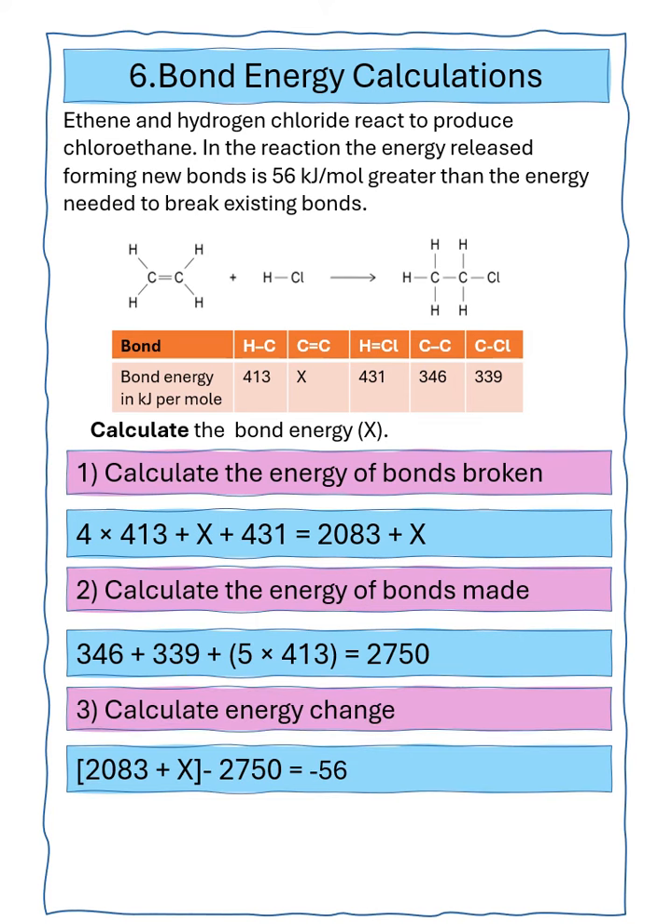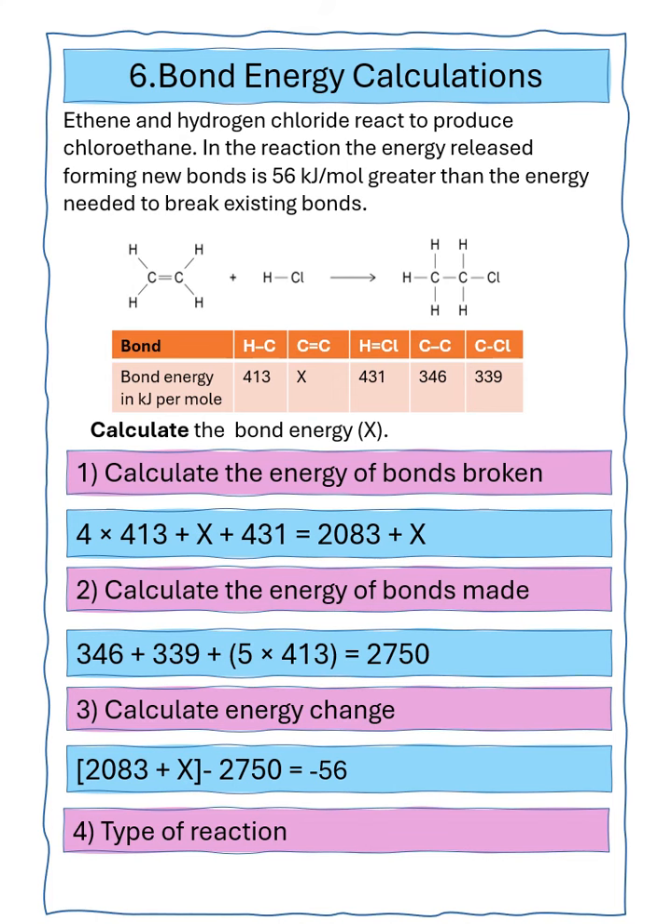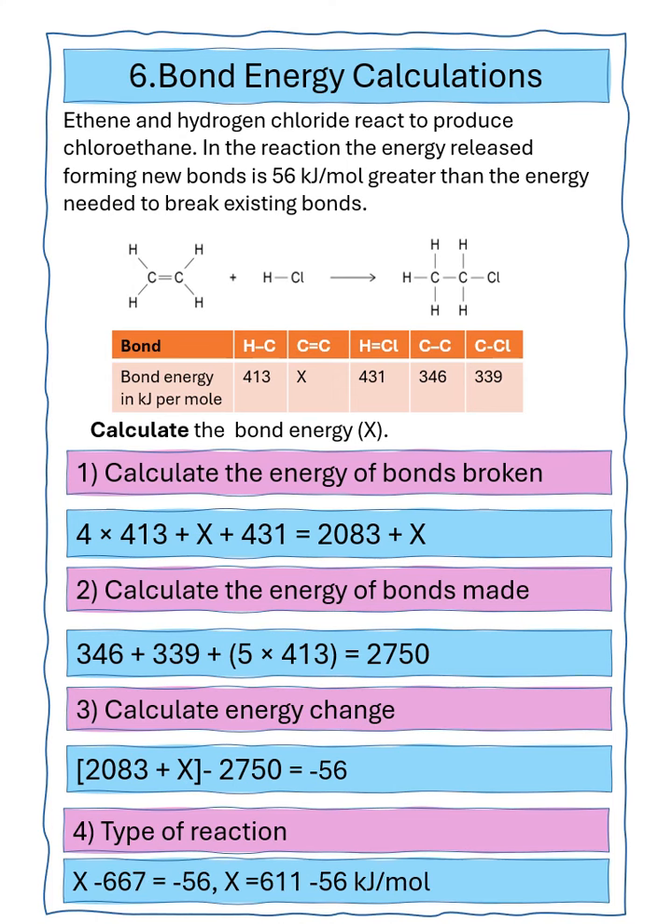We then calculate the energy change, so it's the energy taken in, 2083 plus X, minus the energy given out when bonds are formed, which is minus 2750. We then rearrange that equation, and we know X minus 667 equals minus 56. So overall, the value of X is 611. The value of a carbon to carbon double bond is therefore 611 kilojoules per mole.